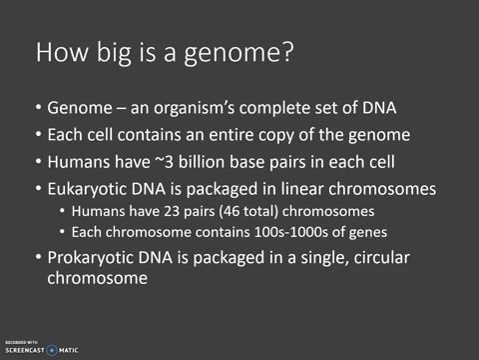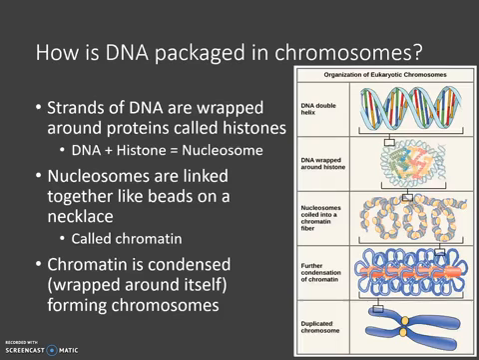And each chromosome contains hundreds to thousands of genes. So lots and lots of instructions or recipes, if you want to think of it that way, for proteins. Now, prokaryotic DNA is packaged in a single circular chromosome, and it tends to be significantly smaller. So imagine we've got a long strand of DNA made up of 3 billion base pairs. That could get tangled up really easily.